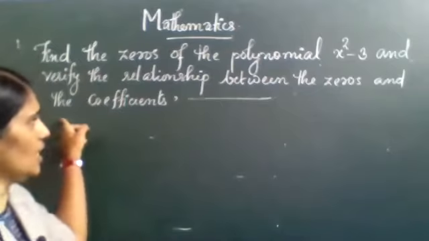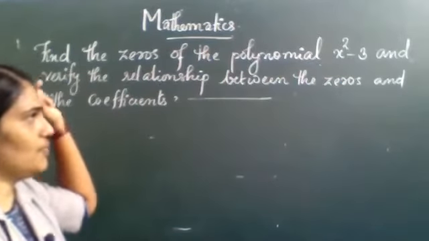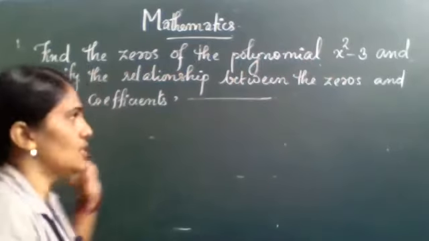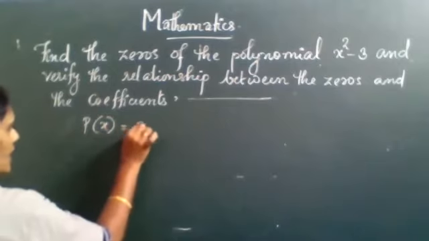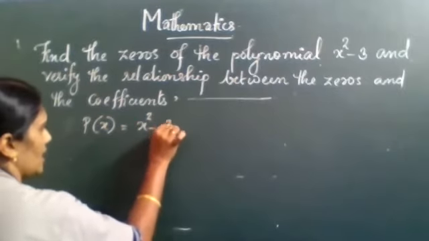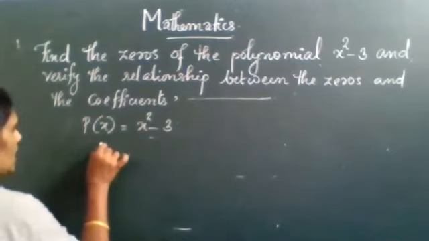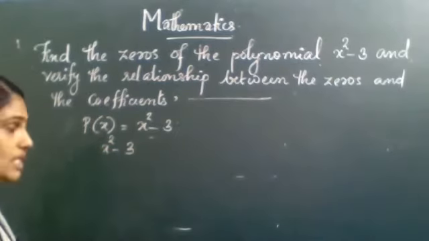Here we have a polynomial x square minus 3. First of all, we have to find out the zeros of this polynomial. So we take p of x is equal to x square minus 3. Next, I am going to find out the zeros of this x square minus 3.